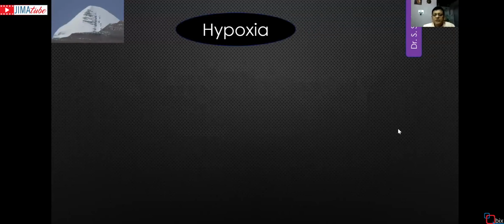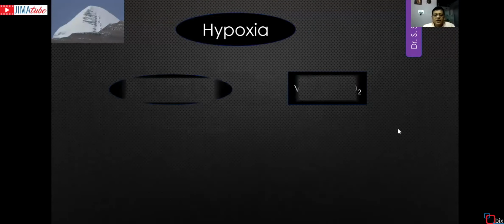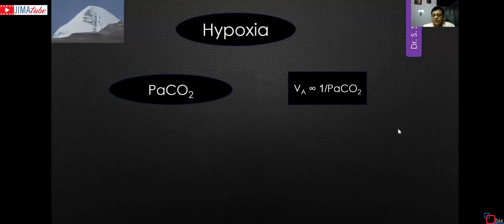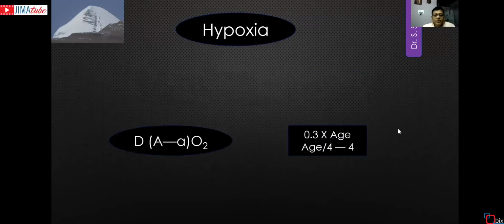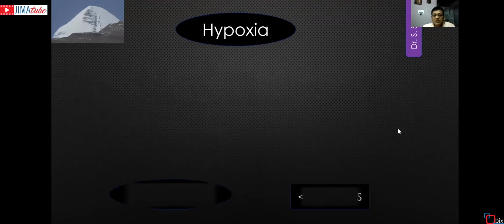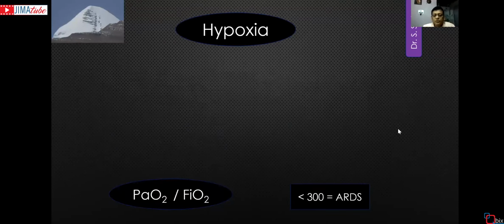Now in hypoxia, we have to look for three things. Number one is the carbon dioxide level to determine whether there is hypoventilation or hyperventilation. Then the alveolar arterial oxygen gradient to see whether the defect is in the lung or outside. And lastly, and most important, the PaO2 to FiO2 ratio. If it is less than 300, we should diagnose it as ARDS if other parameters are met.